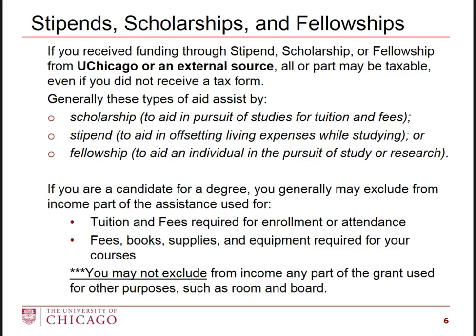If you are a candidate for a degree, you generally may exclude any income you received for assistance for tuition and fees, books, supplies, and equipment required of your courses. Generally, you may not exclude any income or any part of the grant used for other purposes, such as room and board. The rule of thumb is you may not exclude any reimbursements you are receiving for living expenses you would accrue when you were not a student.